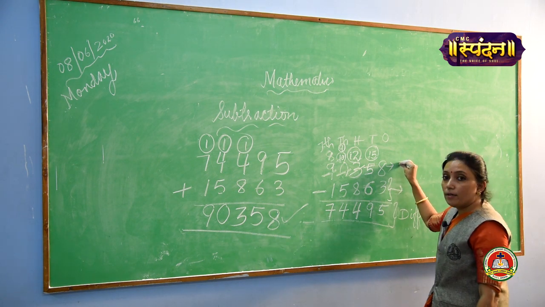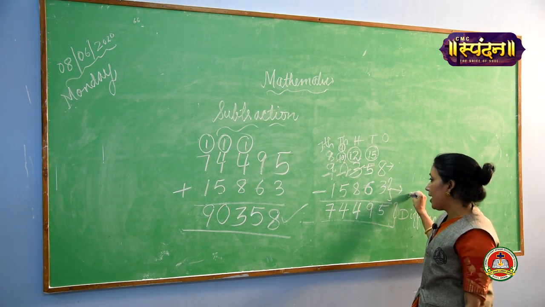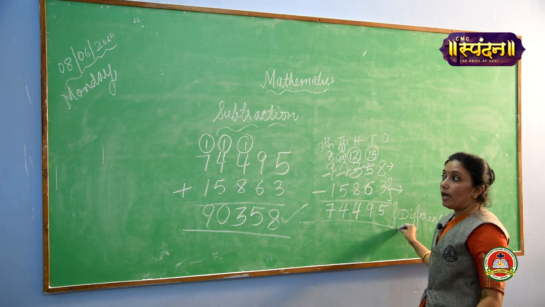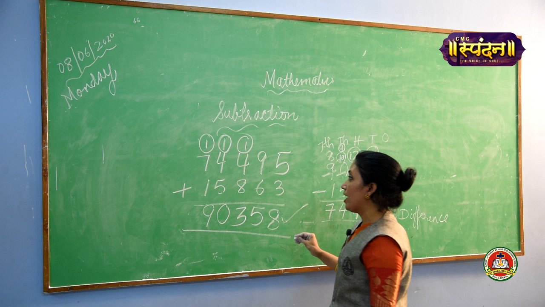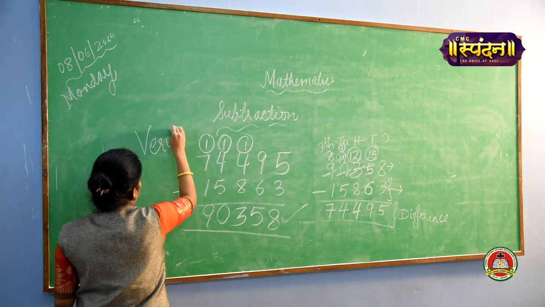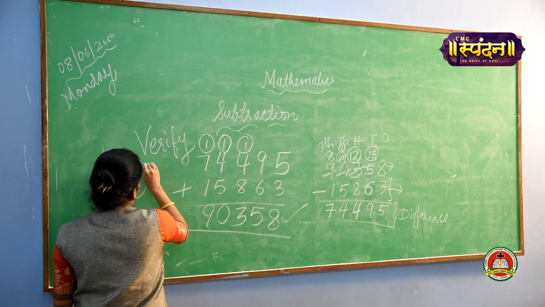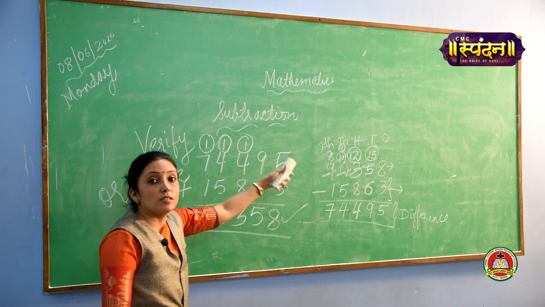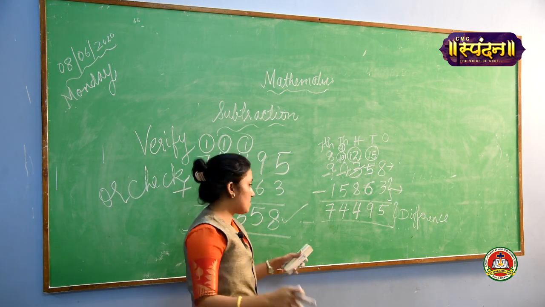This is your minuend, this is your subtrahend, and this is your difference. It means the answer is always your difference. And how to check or verify my answer? This is for verifying, to verify or check your answer.